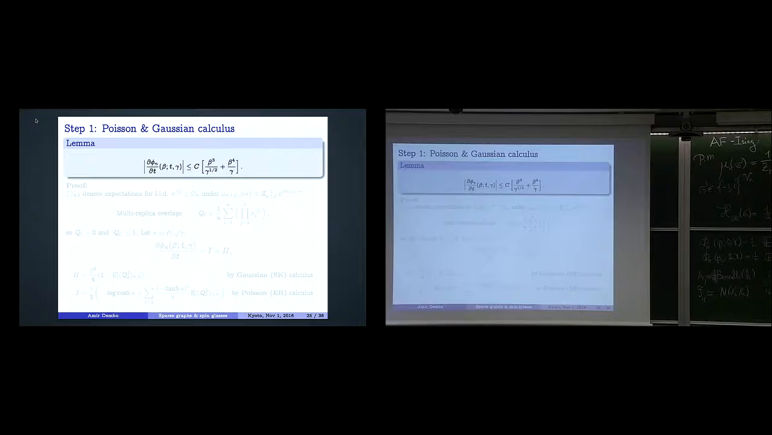Okay, so the goal is to prove the lemma, and I will give you 2 proofs. The first proof will be taken from this paper, and it will be using this kind of interpolation technique, which relies on having very nice distributions. It relies on us choosing this Poisson for the graph, and the Gaussian for the escape model.